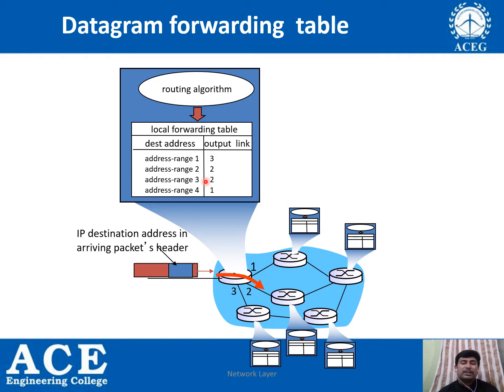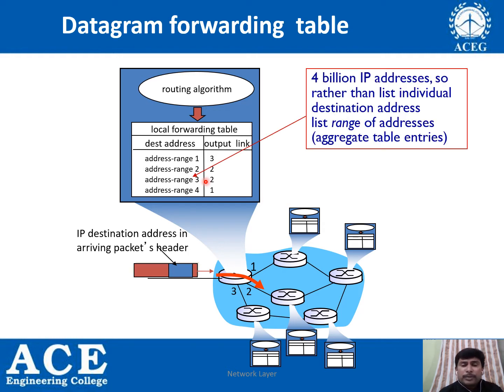Similarly, here we have 4 billion IP addresses, and to mention each IP address in the routing forwarding table becomes a very complex task. So what we try to do is give certain address ranges. For instance, I have 4 billion IP addresses, so I divide them into 4 parts. The first 1 billion, I will use output link 3. From 1 billion to 2 billion, I will be using output link 2. 2 billion to 3 billion, the same kind. So here I will have different address ranges which mention which output link.